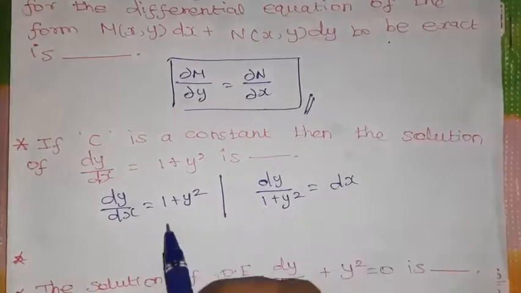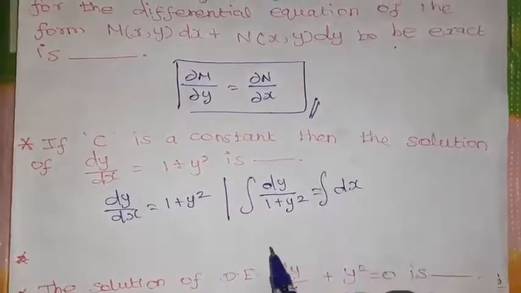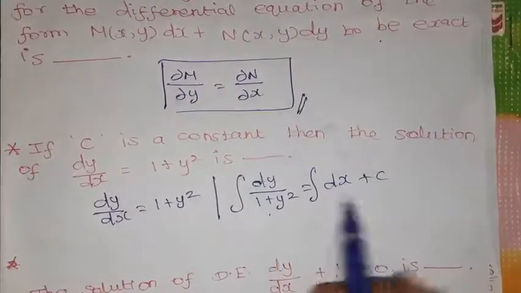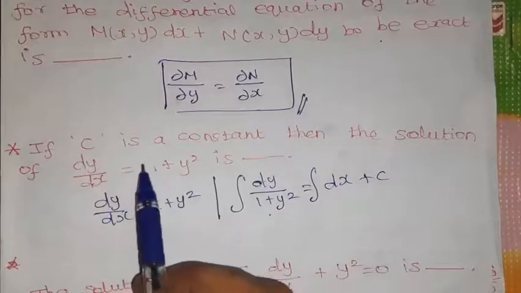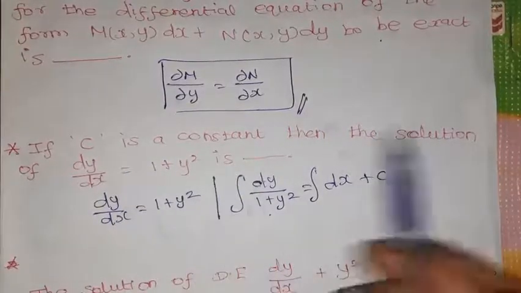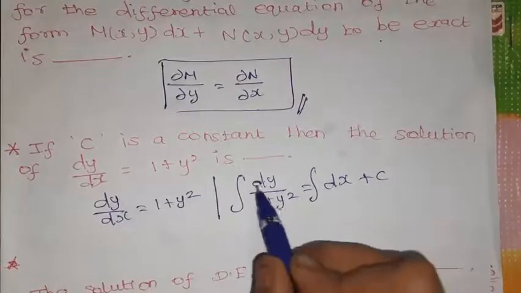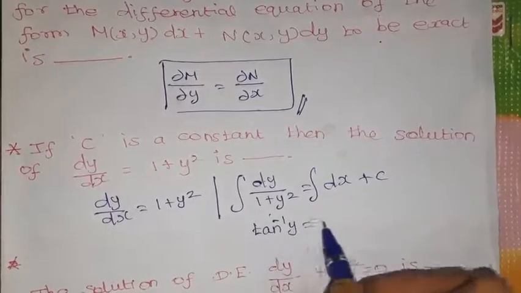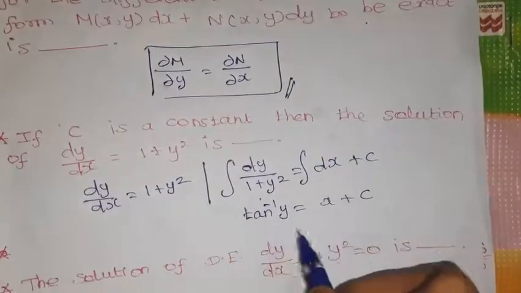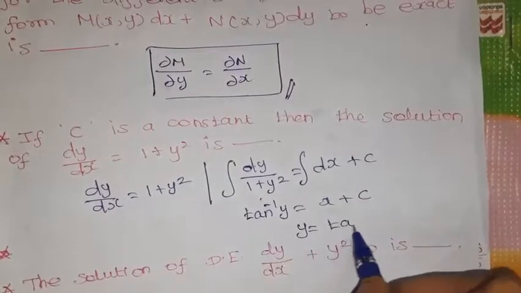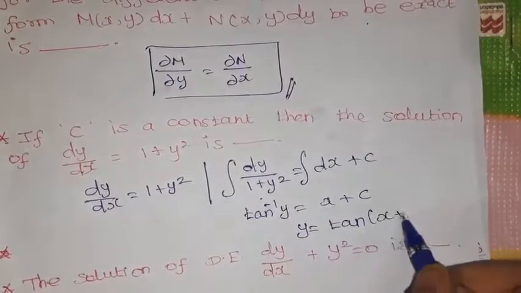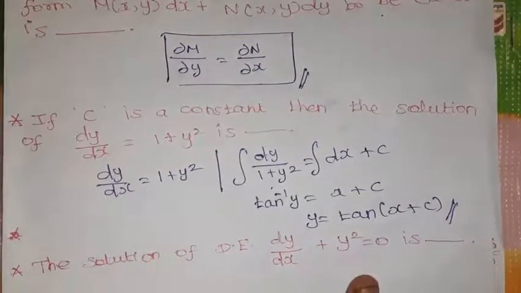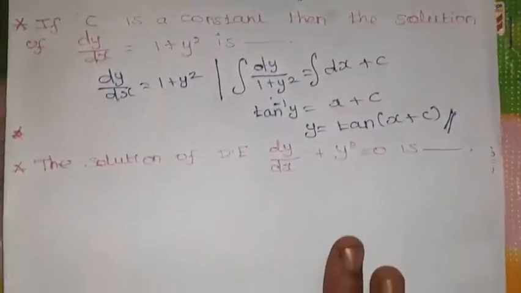dy/(1 + y²) = dx. Now we integrate on both sides. When integrating, we need to add a constant, which is given as c. Then the solution: the integral of dy/(1 + y²) is tan inverse of y, equal to x + c. Then y is the solution: tan inverse goes to the other side as the tan function, y = tan(x + c). So this is the solution for the given differential equation. Then move on to the next one.